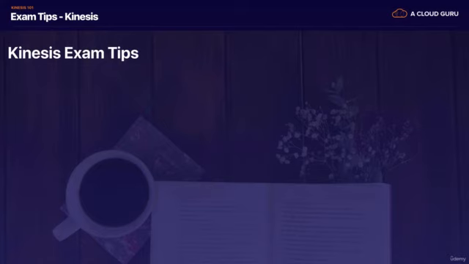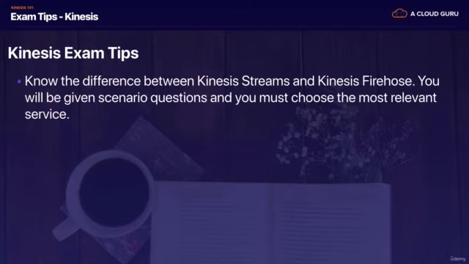So onto my exam tips. Hopefully that made sense, but essentially you just need to know the difference between Kinesis Streams and Kinesis Firehose, and you're going to be given scenario questions where you must choose the most relevant service. You also just need to understand what Kinesis is at a high level. So if you see something about streaming data, think instantly Kinesis. If it then asks you which Kinesis service to use and it's talking about shards, you're going to be using Kinesis Streams. If you need data persistence, so if you need 24 hours or up to 7 days, again, you want to be using Kinesis Streams.